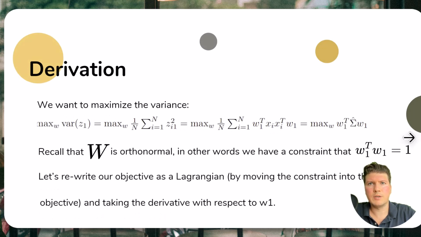Recall that we want to maximize the variance of the projected data. Let's plug in the expression for the variance from the previous slide. We can expand zi1 squared and recognize the average as the empirical covariance matrix sigma hat. Finally, W is orthonormal, which means we have a constraint that the inner product of W1 with W1 is equal to 1. We can include this constraint in our optimization problem by writing out a Lagrangian, which simply moves the constraint into the objective function, taking the derivative with respect to W1 and setting it to 0.